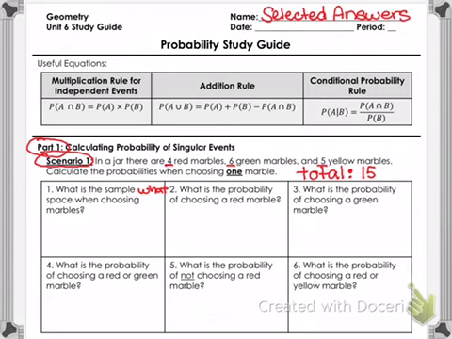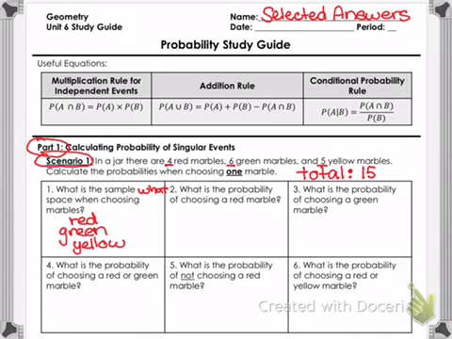So first, if I stuck my hand in and I pulled out something, I could get a red marble. I could also get a green marble. And I could also get a yellow marble. Therefore, our sample space is just red, green, or yellow. I can't pull out a blue marble. There are none in there. Sample space, again, is just the what. What can I actually choose from this selection?